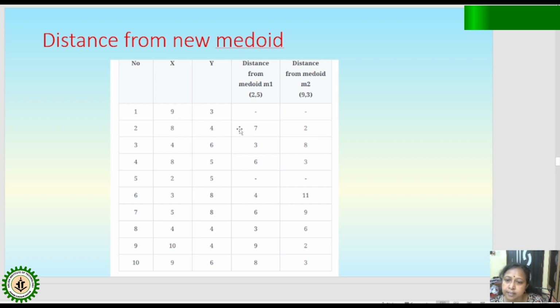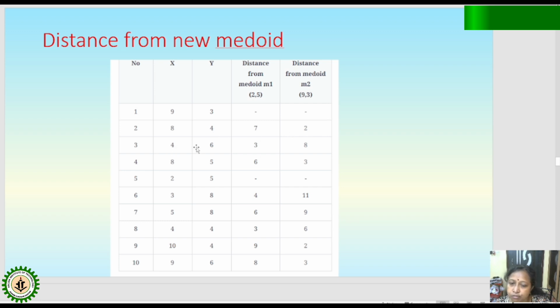And here in a similar way we have to calculate for this 8, 4. This data point is close to which medoid? Either it is close to the medoid 2, 5 or it is close to the medoid 9, 3. After calculating the Manhattan distance between the medoid 2, 5 and the data point 8, 4, the distance is 7, and the medoid is 9, 3. Calculating the distance between 8, 4 and 9, 3, the Manhattan distance is 2. Now 8, 4 is very close to the medoid 9, 3. So assign this data point 8, 4 to the cluster M2.